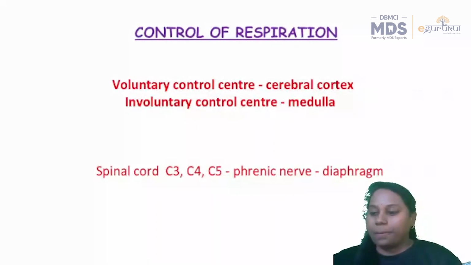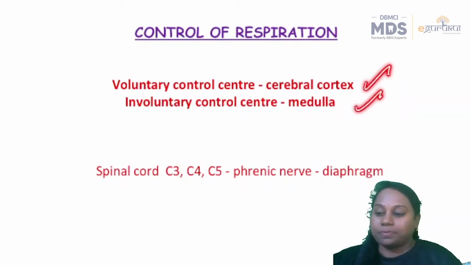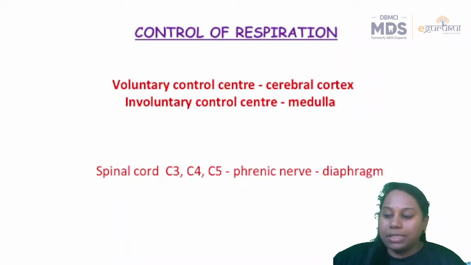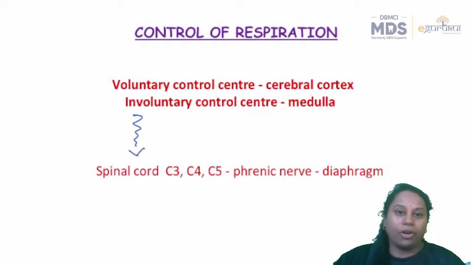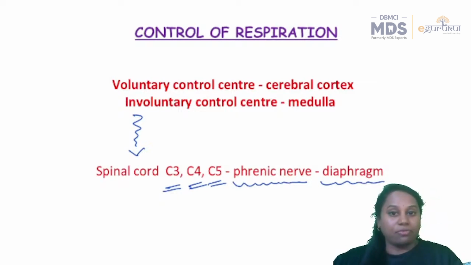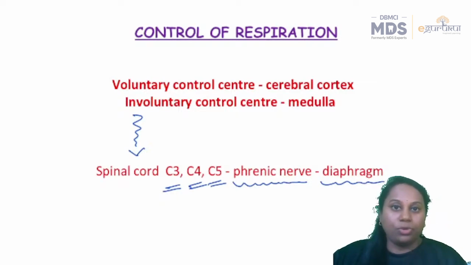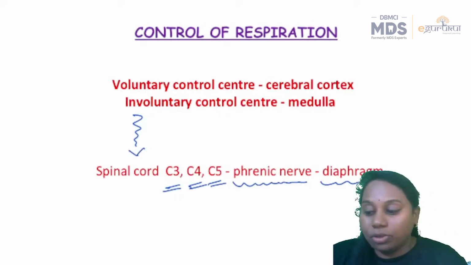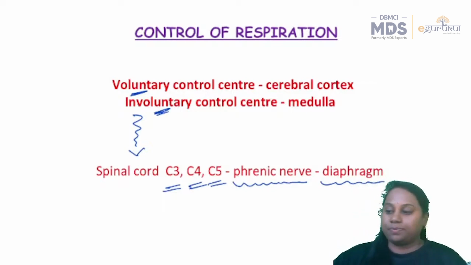Control of respiration. Respiration can be controlled by voluntary centers in the cortex and involuntary centers in the medulla. From both, impulses come down to the spinal cord, cervical segments C3, C4, C5, from where the phrenic nerve arises. The phrenic nerve innervates the diaphragm. When the diaphragm contracts, you breathe. This is how we normally breathe, both voluntarily and involuntarily.